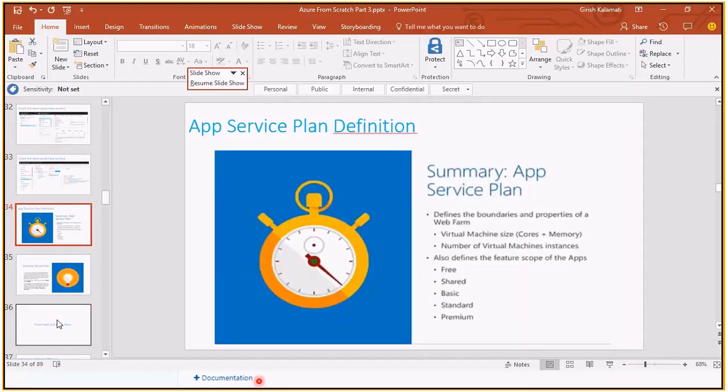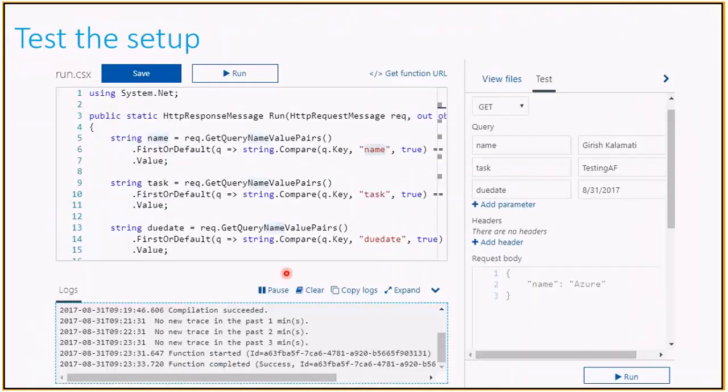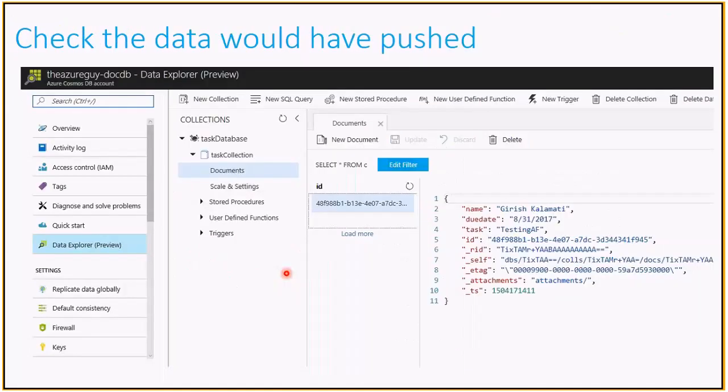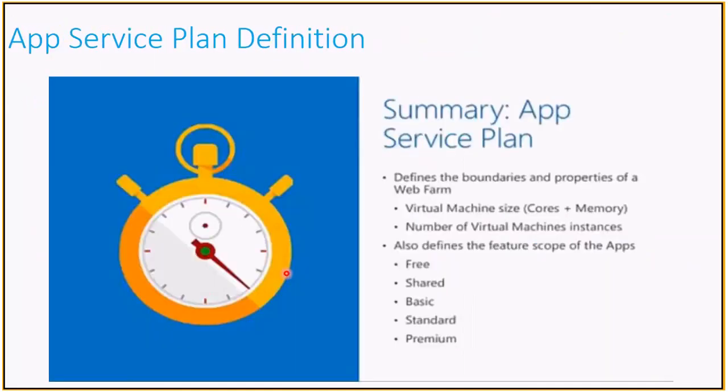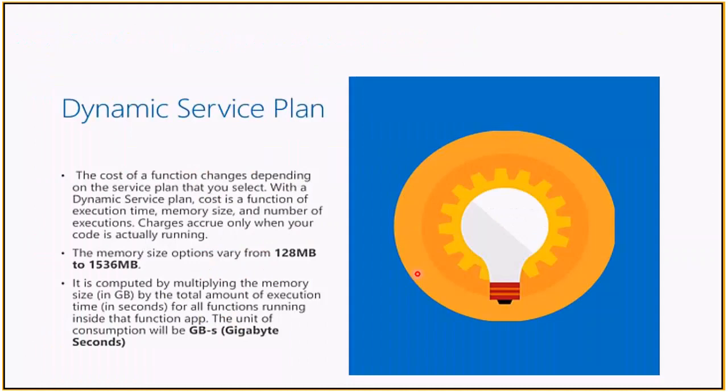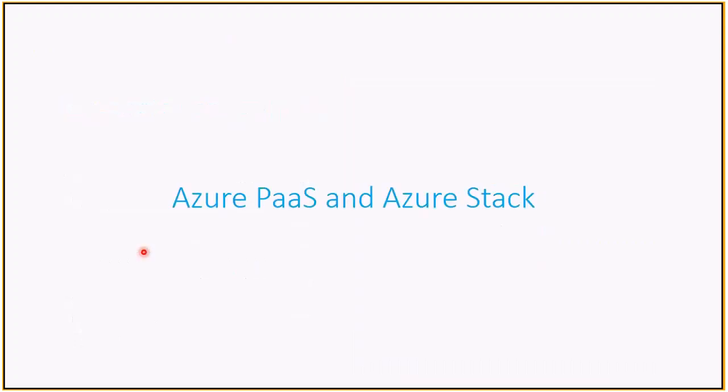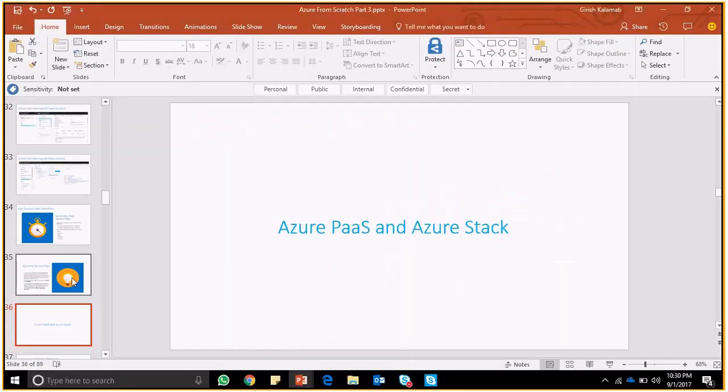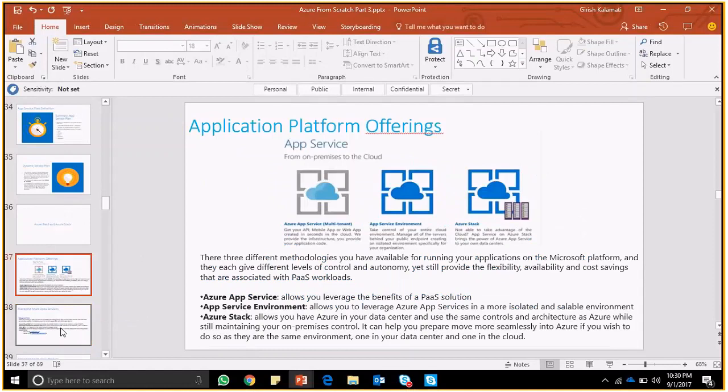So let me complete this. This slide talks about the app service plans, which you already know. The dynamic plan is the one I mentioned as the consumption plan. I have added a little bit more info here. That's it. We'll talk about Azure PaaS and Azure Stack. I'm not sure, because I'm not ready with the Azure Stack slides.